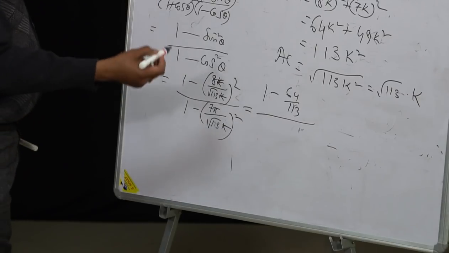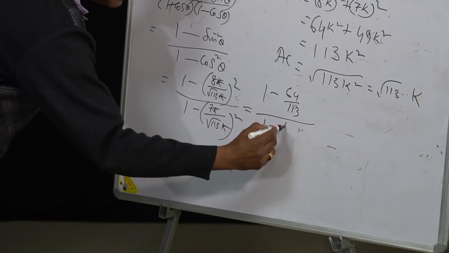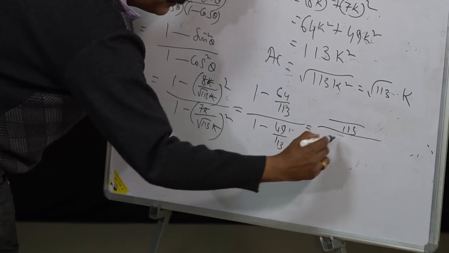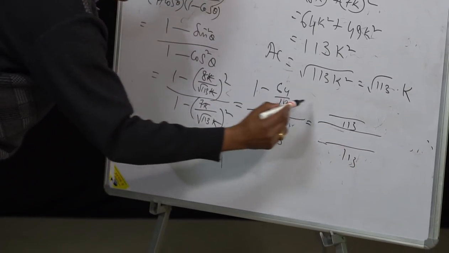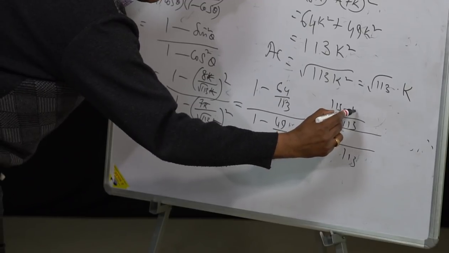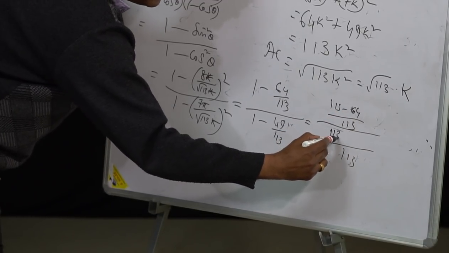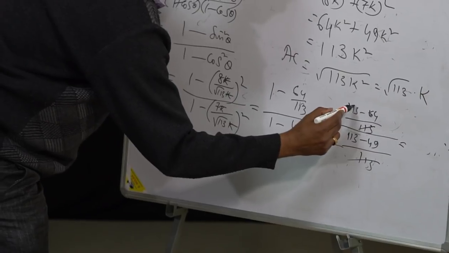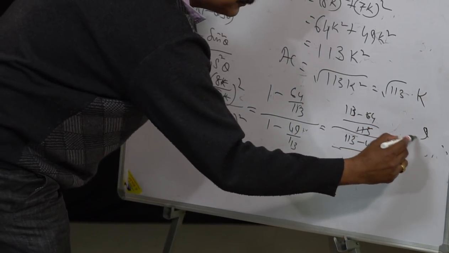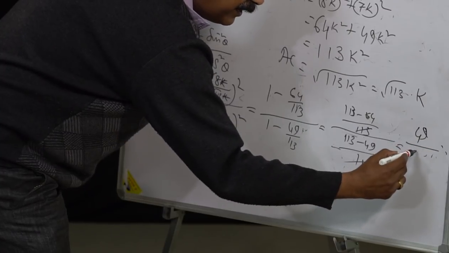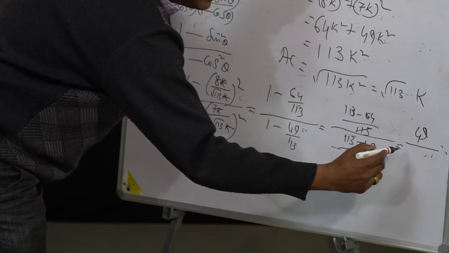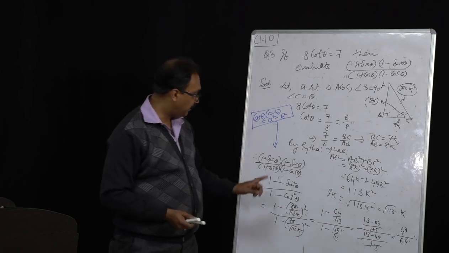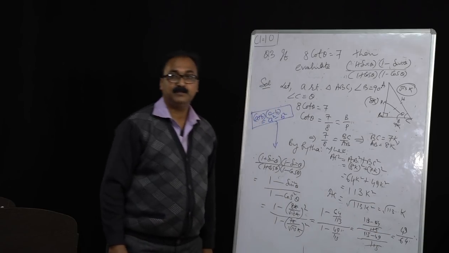Like root 2, last time I told you, no? So like 1 minus 49 by 113. If you take LCM 113 here, there also LCM 113. So 113 minus 64 and 113 minus 49. So this 113 cancels, you will be getting how much here? 113 minus 64 is 49, and here you will get how much? Tell me. 64. So this is the way we can find this value, which is 49 by 64.